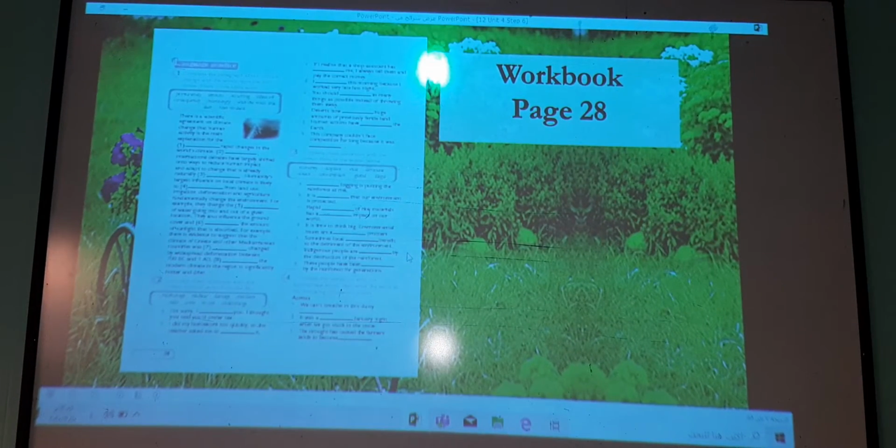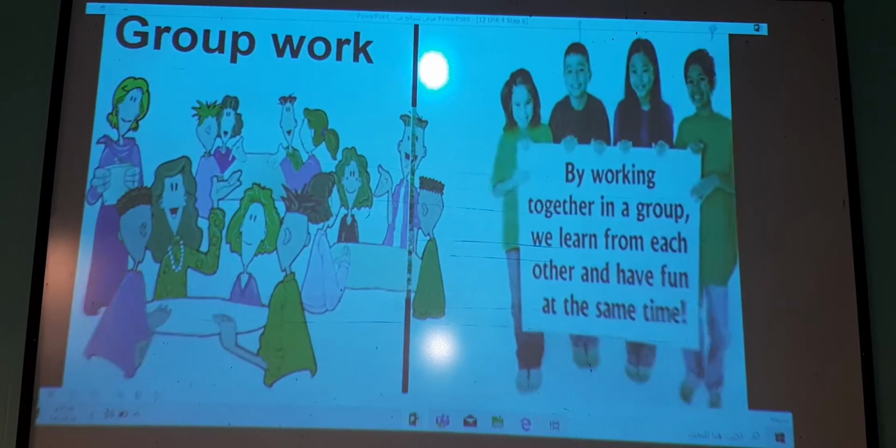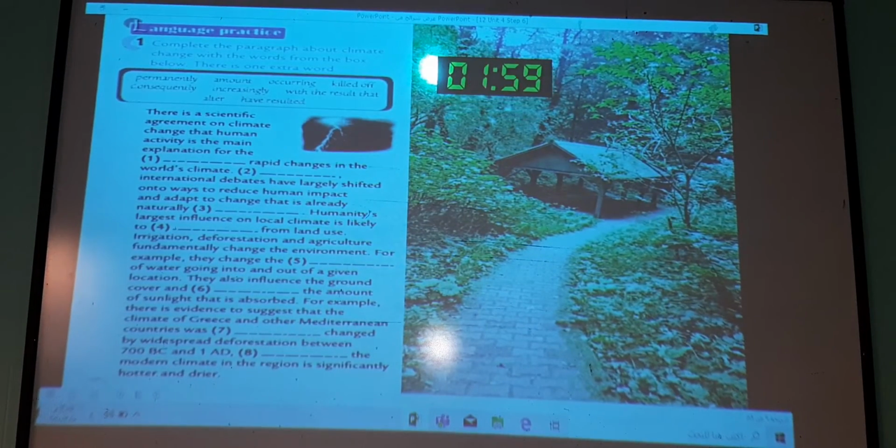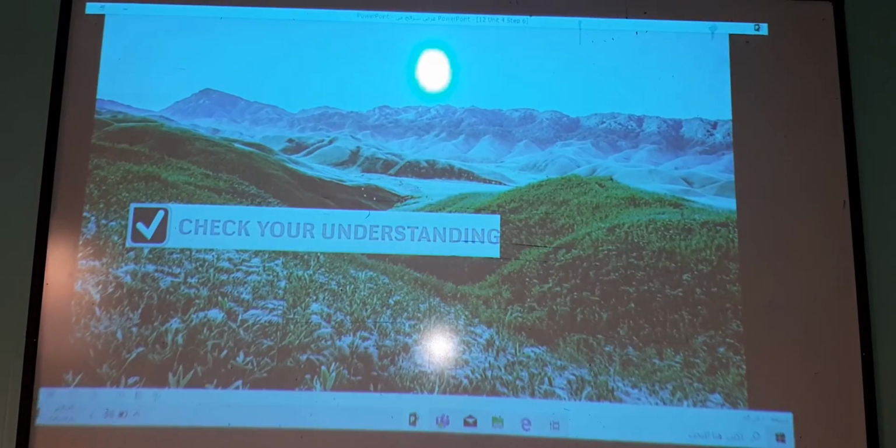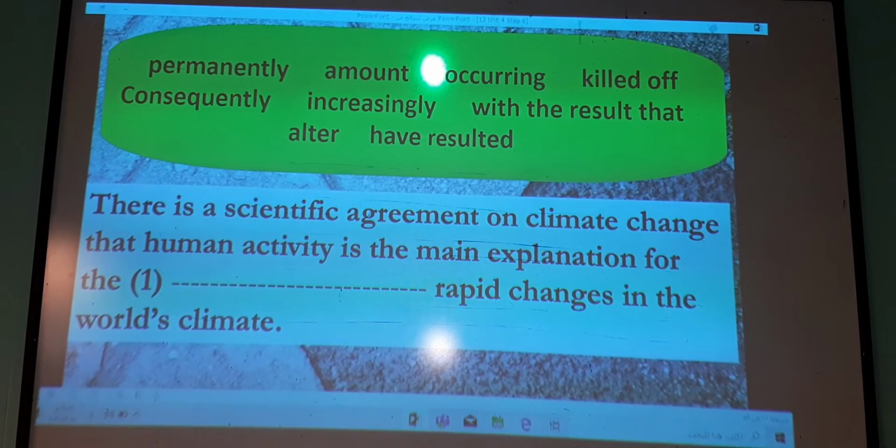Here in workbook page 28, exercise number 1, we have some active words, and we are going to fill in the spaces. Complete the paragraph about climate change with the words from the box below. There is one extra word. Permanently, amount, occurring, killed off, consequently, increasingly, with the result that, alter, and have resulted. Let's read first. There is a scientific agreement on climate change that human activity is the main explanation for the rapid changes in the world's climate.